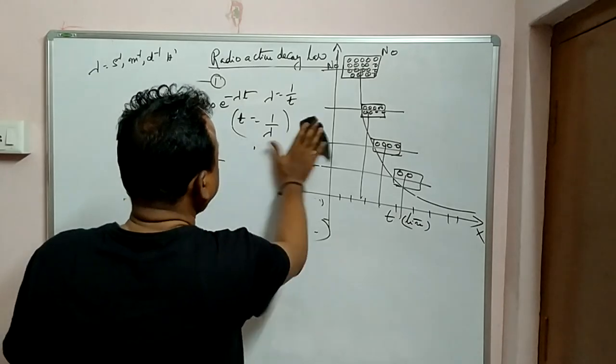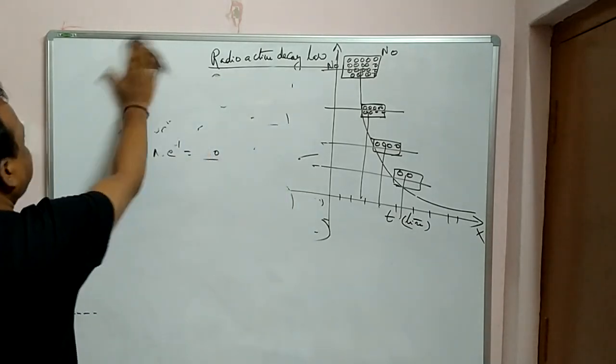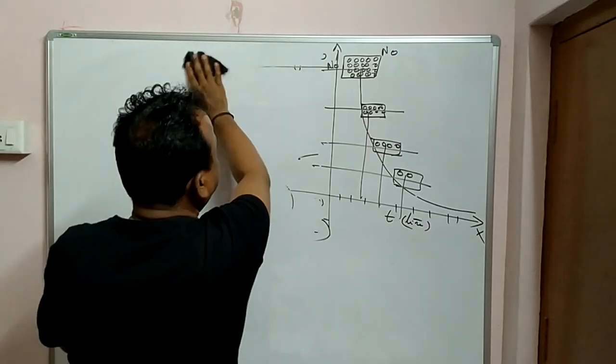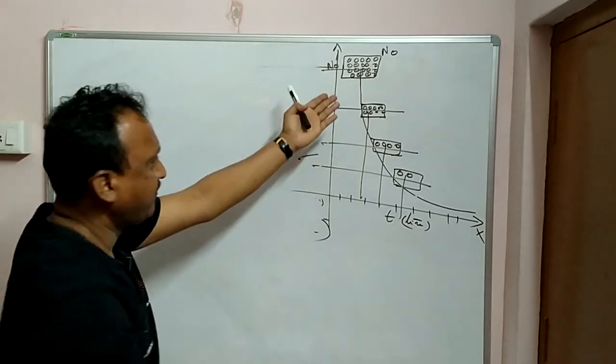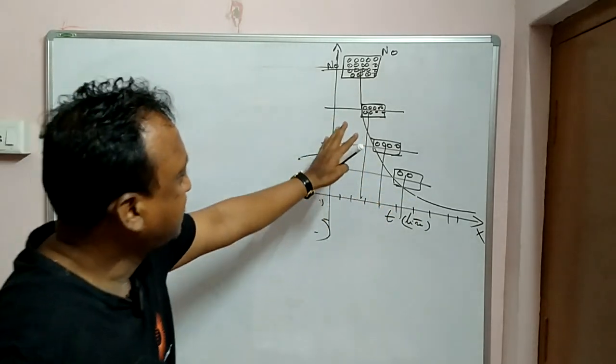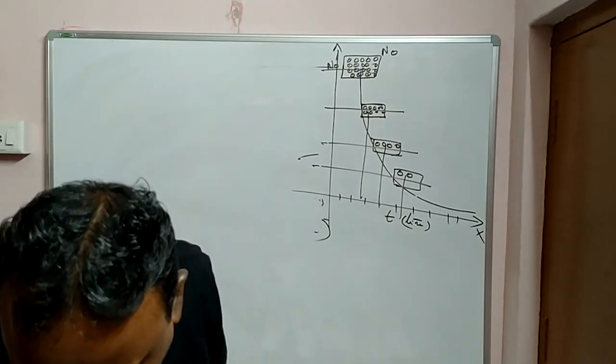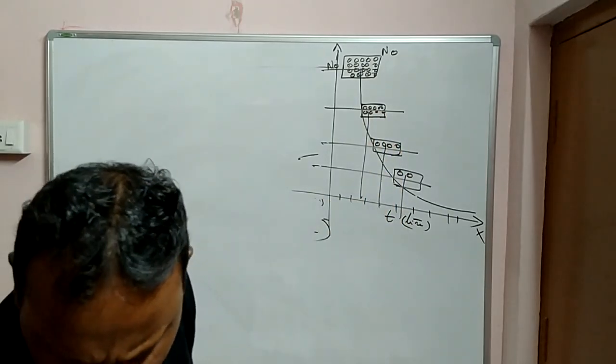Any doubt? Okay, we'll go further now. These are some formulas regarding the radioactive decay law. Now this graph is left over, and it is for the half-life period. I will try to explain the half-life period now with that graph. The next one is half-life.